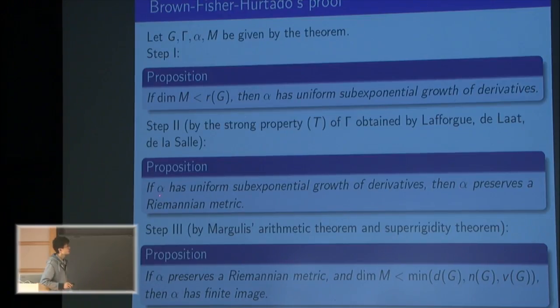And then in the second step, they say that once alpha has uniform sub-exponential growth of derivatives, then alpha preserves a Riemannian metric. At this step, they use the stronger property T of gamma obtained by Lafforgue, Delaye, and Delasalle. Our previous work on the regularity is just an improvement on this part, and we also did something on this part. Finally, they use Margulis's arithmeticity theorem and the superrigidity theorem to show that once alpha preserves a Riemannian metric, then when the dimension of M is smaller than this, alpha has finite image.